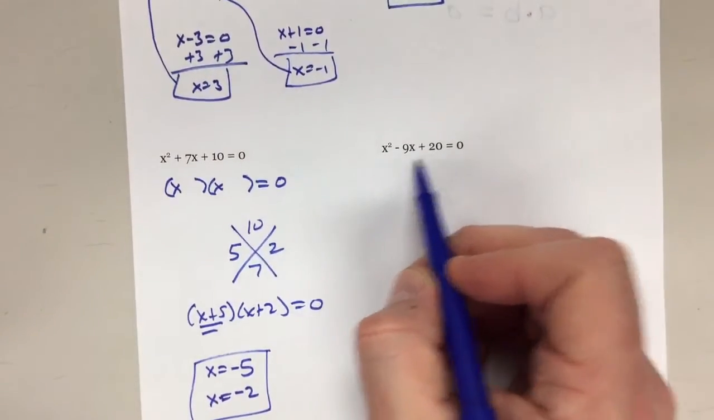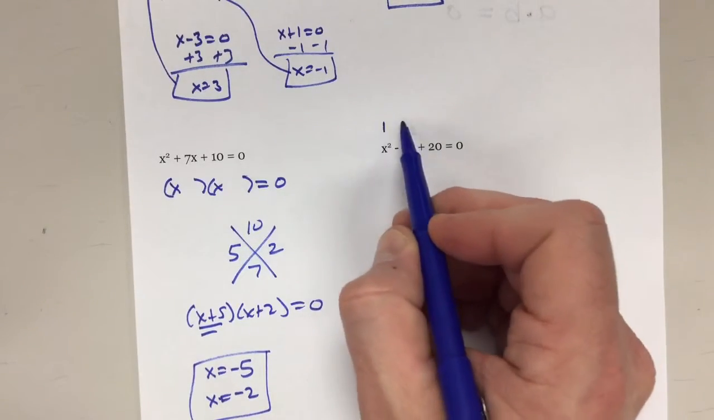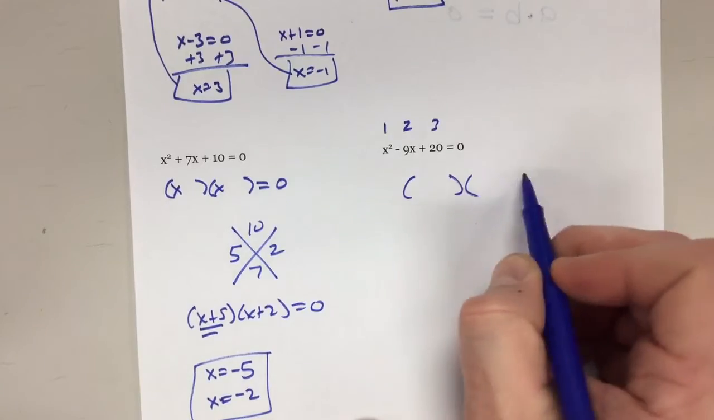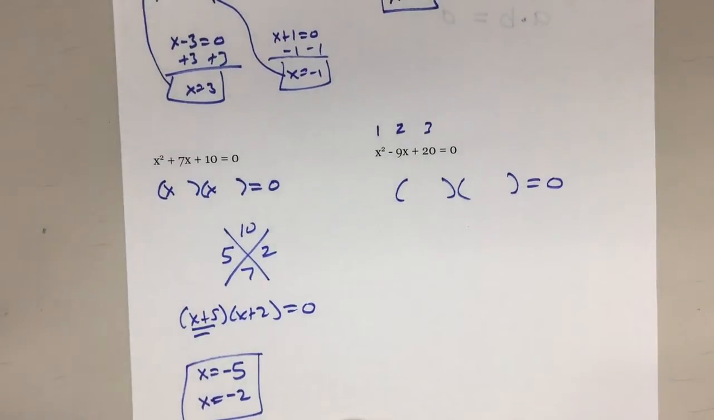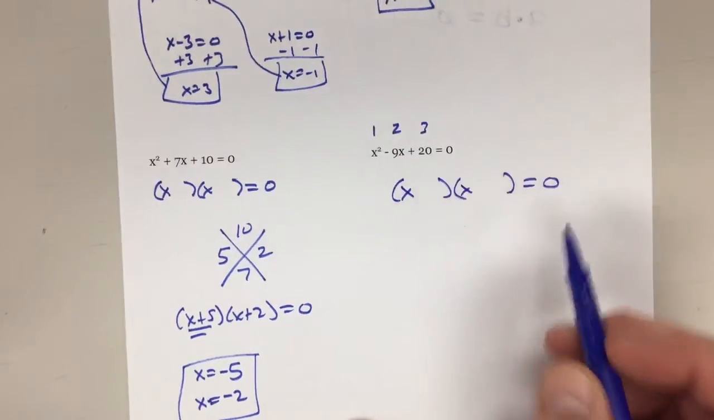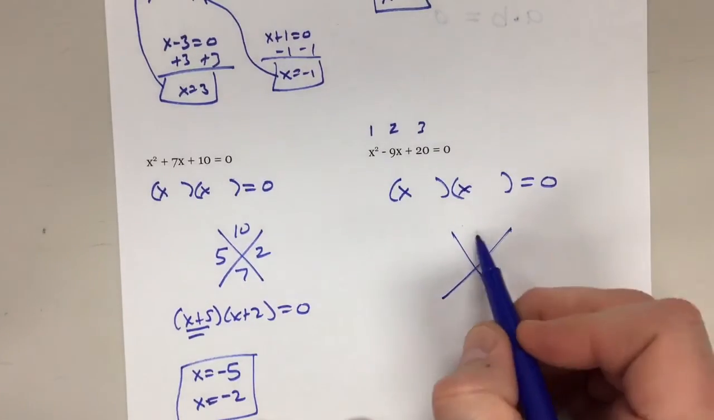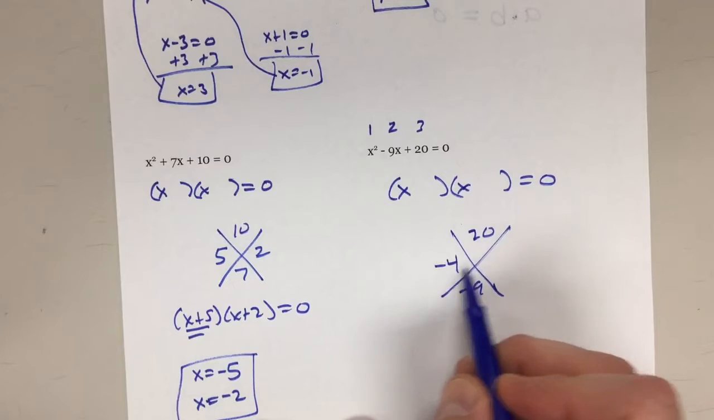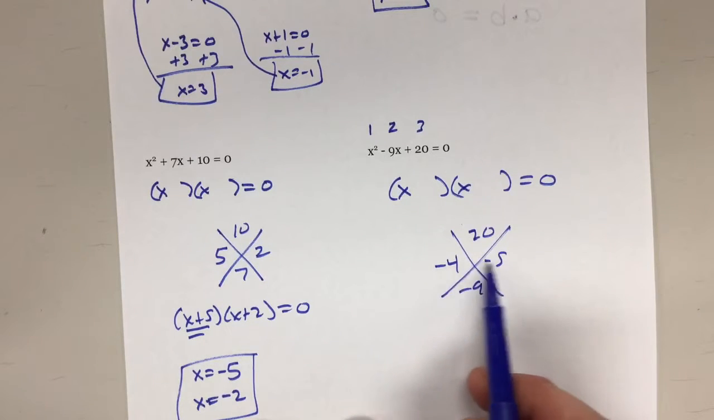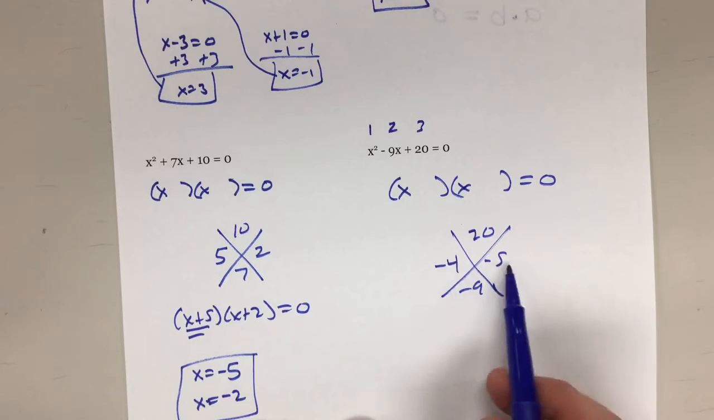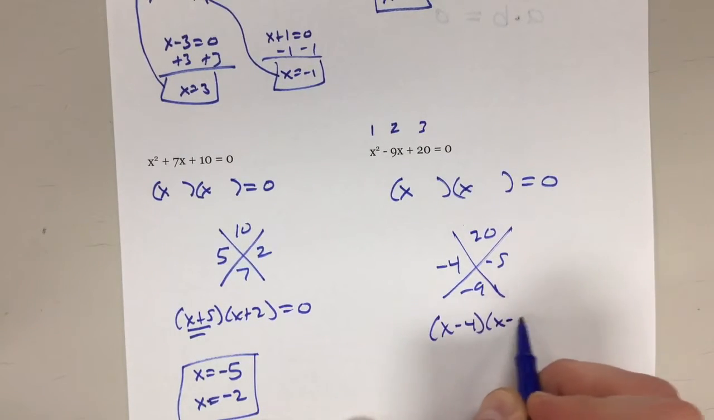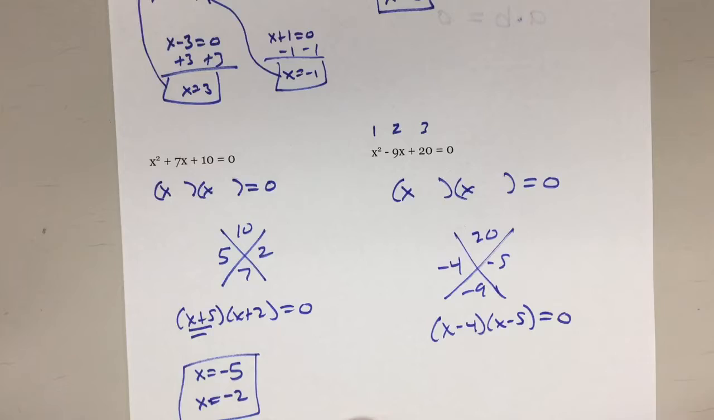So if they give you one of these, this is called a trinomial because there's 3 terms. If they give you a trinomial like this, you'll have to factor before you can use the zero product property. So x and x, put 20 on top, negative 9 on the bottom. This would be negative 4 and negative 5 because when I add those together I get negative 9, but when I multiply them I get 20. So my factors are x minus 4, x minus 5 equals 0.